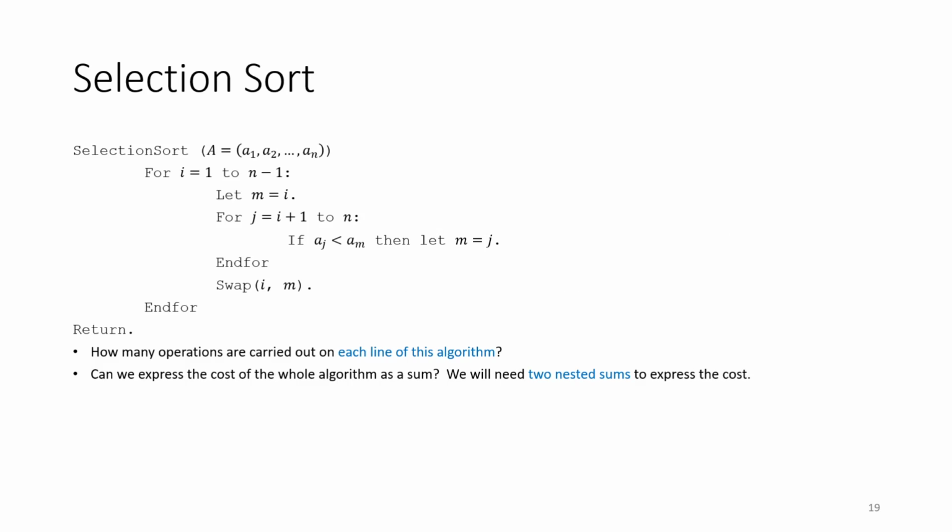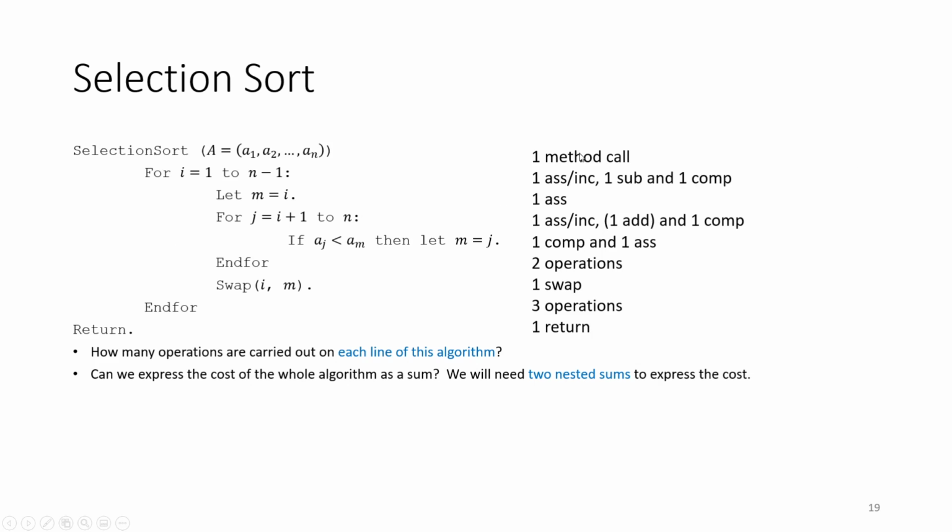And this is the code that we were looking at in the last video. Again, a little bit of pseudocode. I maybe won't go through the algorithm, but we are going to go through it line by line to see how many operations we're going to carry out on each line when we execute that line.